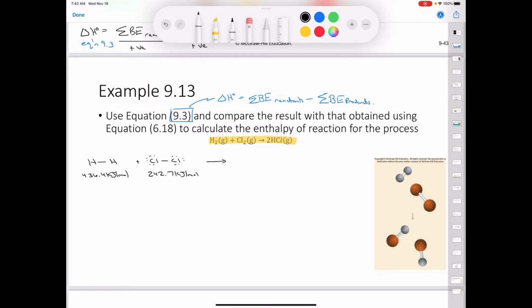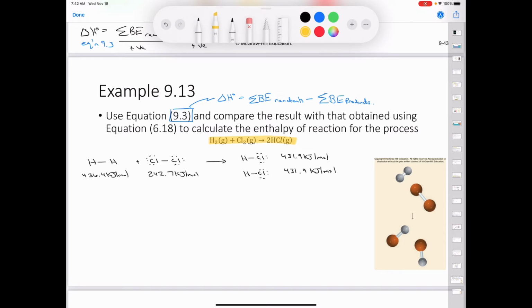then of course we're going to form a bond, and we're going to form 2 bonds between hydrogen and chlorine. So we're going to make 2 HCl bonds. I'll write both of them out here, and each one of those has a value of 431.9 kilojoules. So when we form that HCl bond, we're going to release 431.9 kilojoules per mole for every mole, and since we're forming 2 moles of HCl, we're going to multiply that by 2.